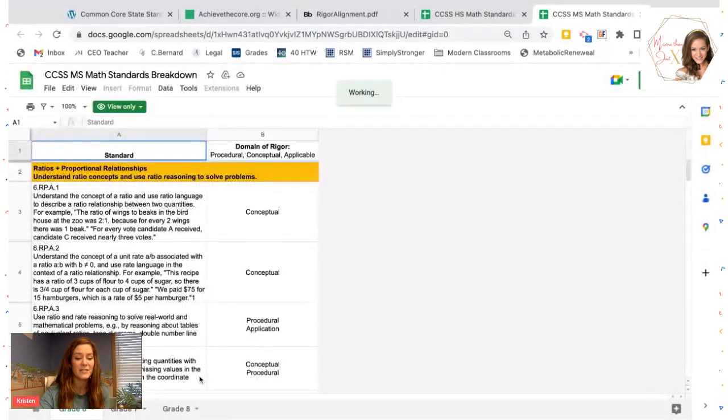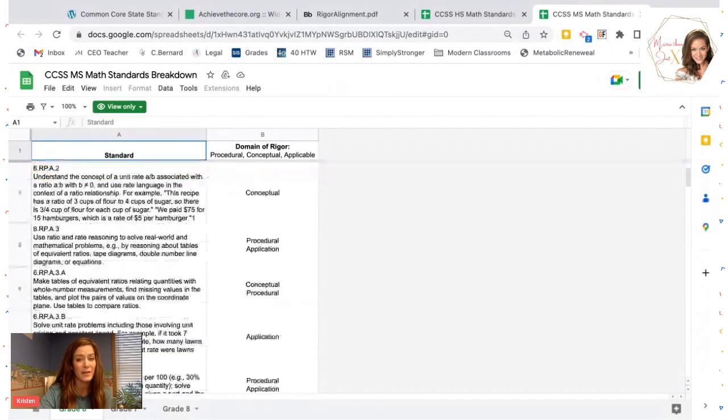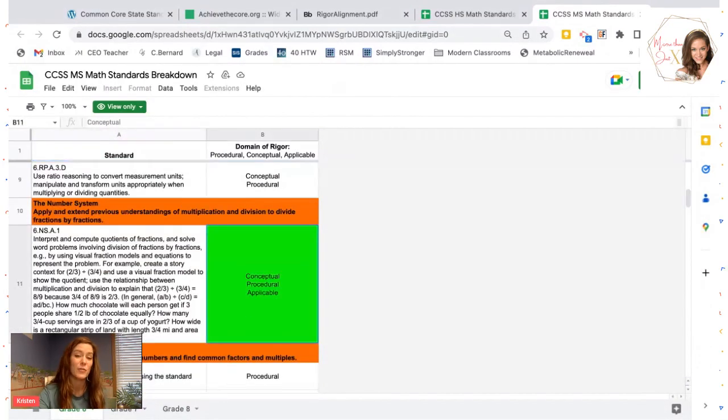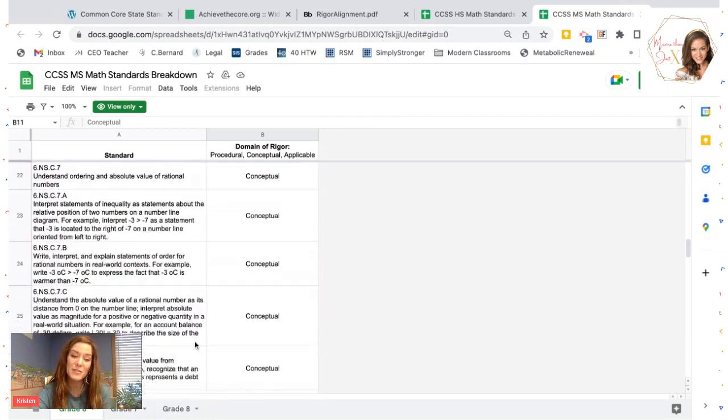I've got the same thing set up here for my middle school teacher friends. You'll see that yours is in here by standard and domain of rigor. You don't have widely applicable, but I do have things highlighted in green if they are going to be super important because they address holistically all the domains of rigor. So that's something that you're going to want to focus in on as a middle school teacher.